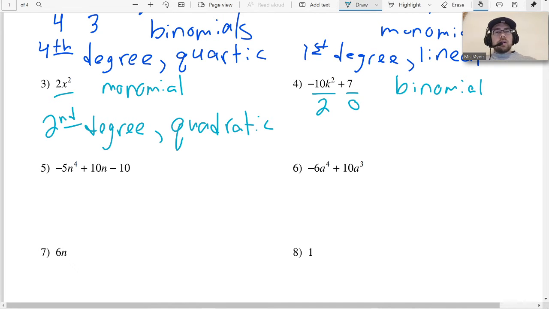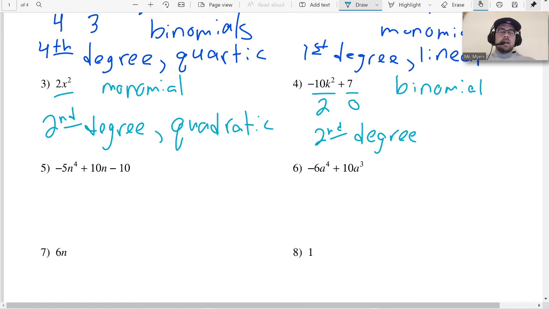So the largest number wins. So it's a 2, so it's a second degree as well. Second degree, or you can call it a quadratic. Okay, and I'm only going to call it by its fancy name once. So once we've already said second degree, and we call that a quadratic.